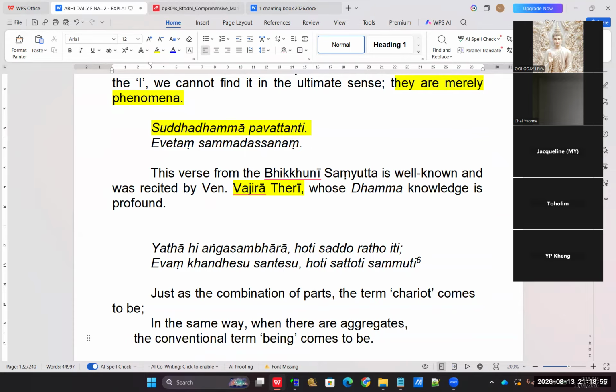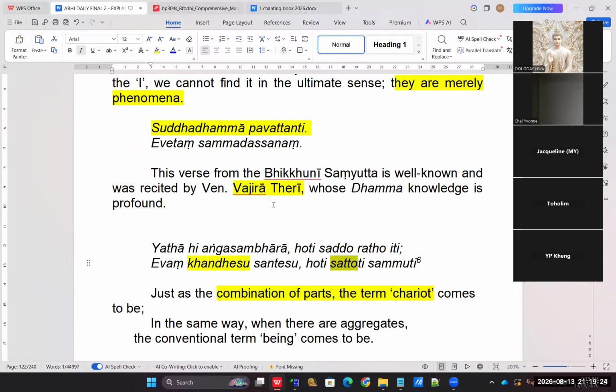Just as with the combination of parts the term chariot comes to be, in the same way, when there are aggregates, the conventional term being comes to be. When you put different parts of a chariot together, the term chariot comes to be. So also when you put many kanda, many aggregates together, then the being, sato, comes to be.